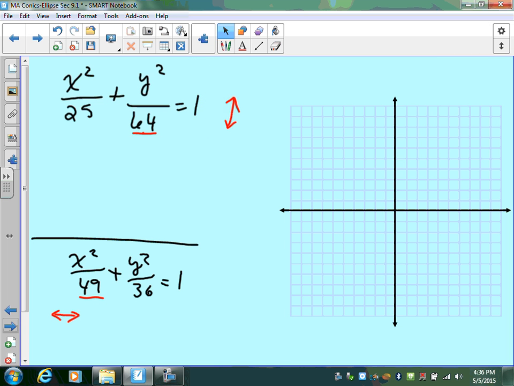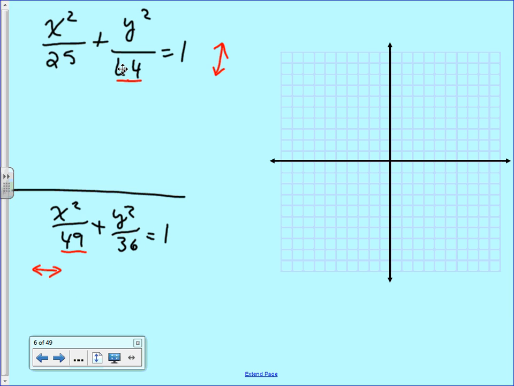You'll have to put that in your own words. Which denominator is larger? It's elongated in the x direction if that larger number is under the x. It's elongated in the y direction if that larger number is under the y. And that's going to be your major axis that we've kind of given the arrows for there. Those will be the major axes. Now, let's begin to graph.